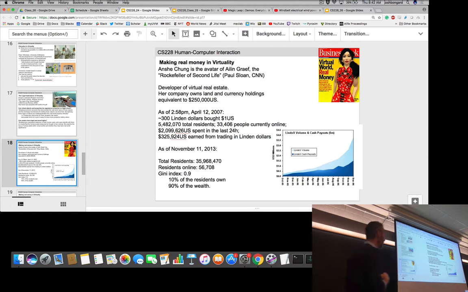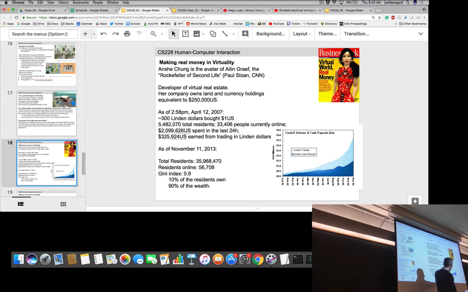5.4 million total residents back in 2007. At any given time, there were 30,000 people. Again, not so surprising these days. Lots of virtual worlds that have those kinds of communities. Back then, this was unprecedented. On that day, April 12, 2007, there were 2.1 million US dollars spent in a single day. So a pretty significant economy.